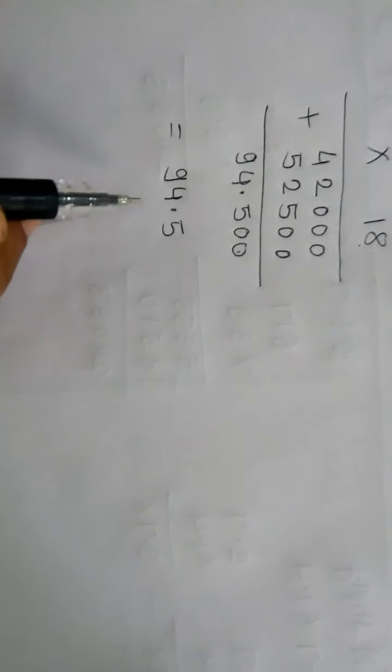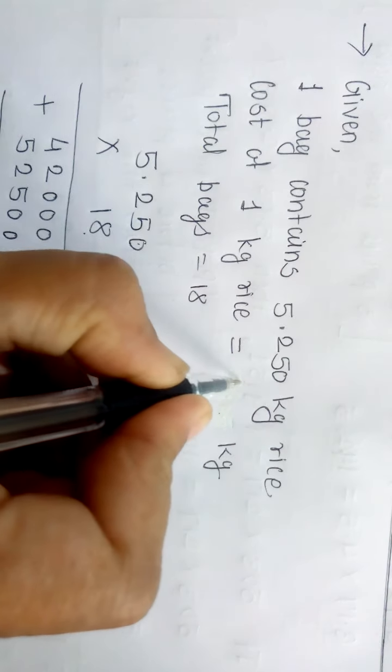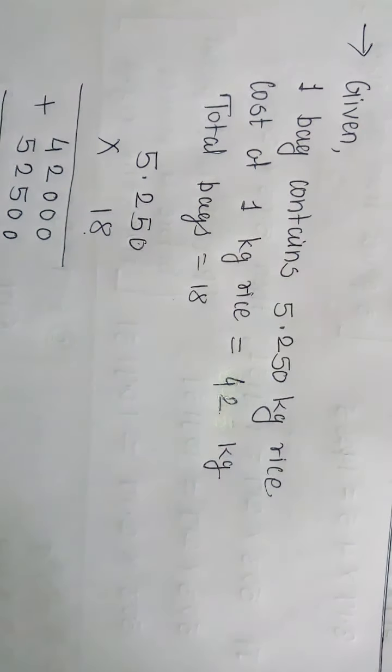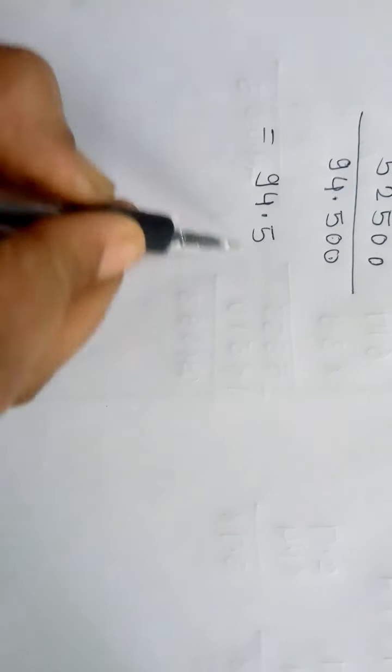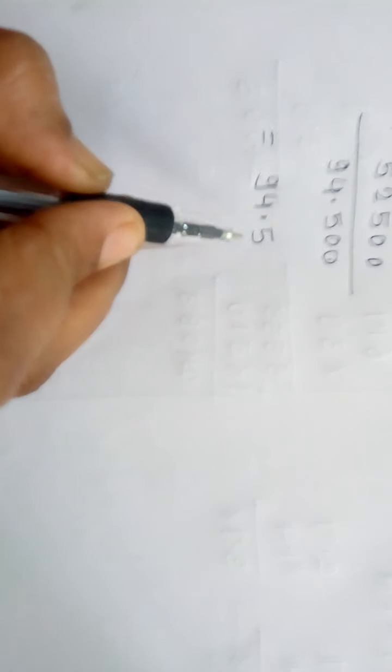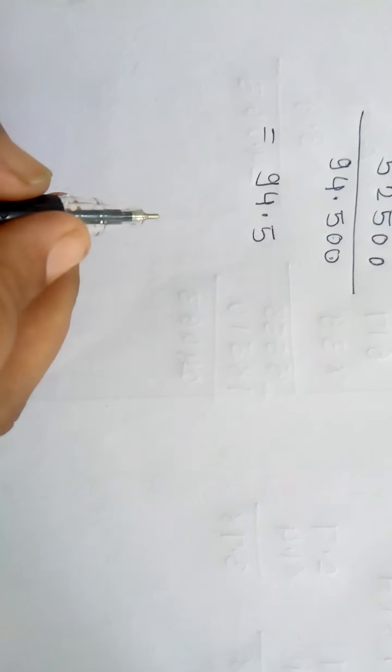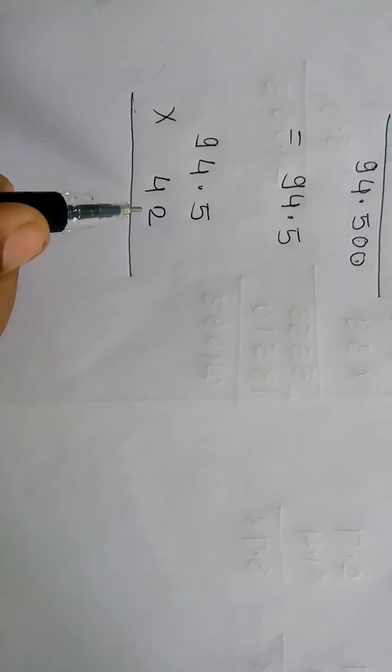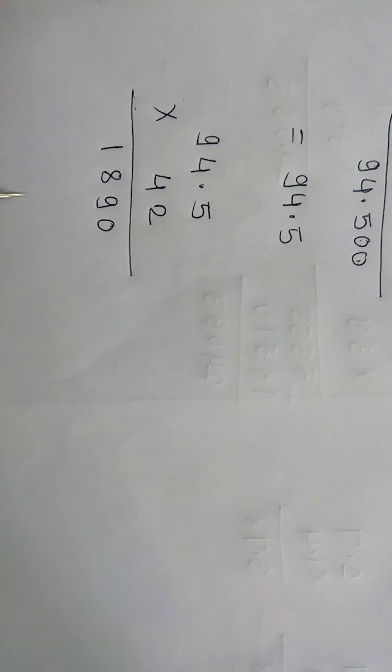Now the cost of 1 kg is 42 rupees. So we will multiply the total rice by 42. So our multiplication is 94.5 into 42. First we will multiply by 2. Multiplication is 1890. Then we will multiply by 4. First give 0 here, then multiply by 4. Now add these two.